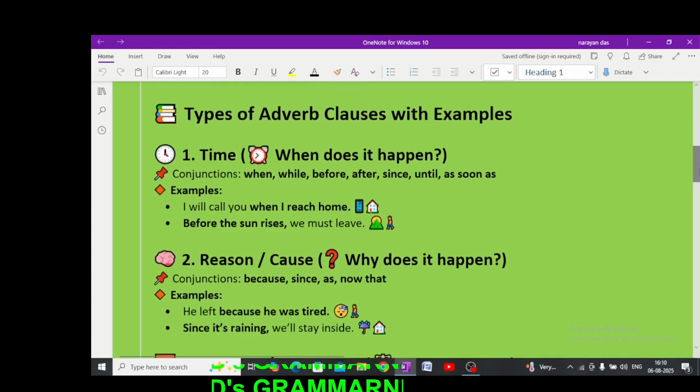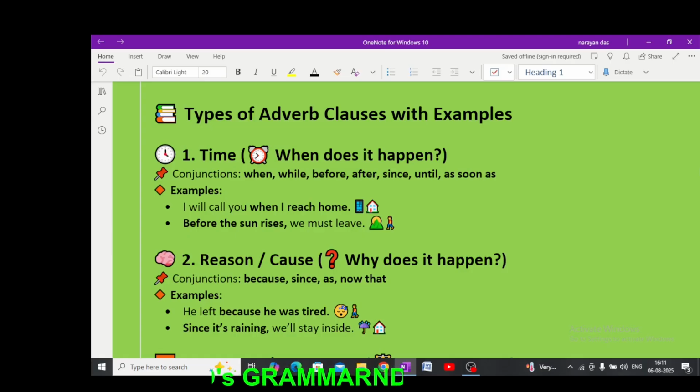Now, types of adverbial clauses with examples to write longer sentences. Adverbial clauses that express time, which say about when: while, before, after, since, until, as soon as. So these are the subordinating conjunctions that begin an adverbial clause of time, that means an adverbial clause which indicates time. Let us see the examples.